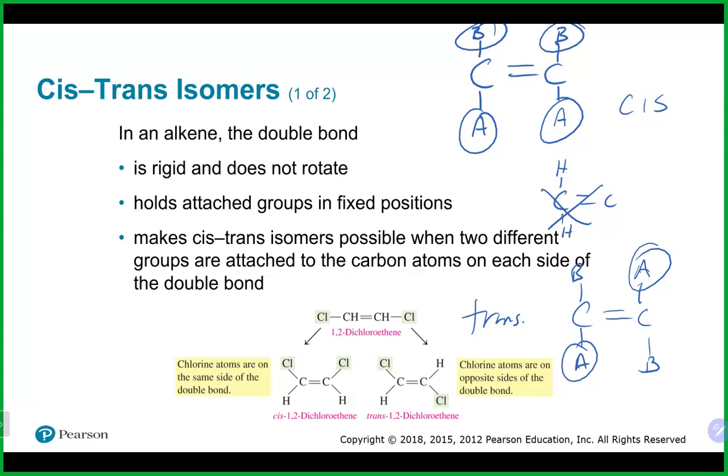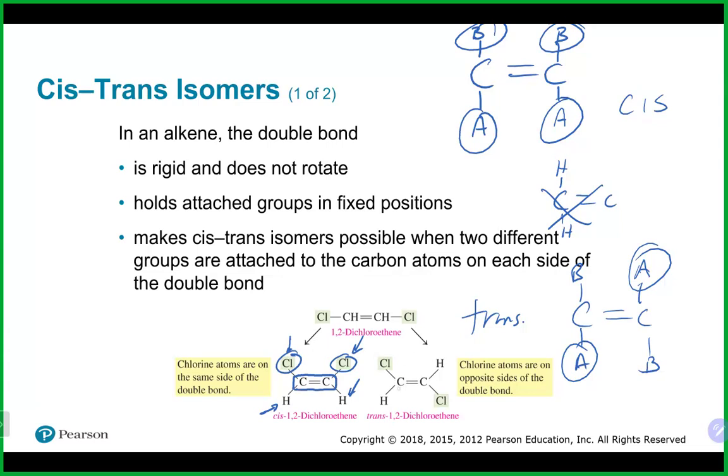Now, again, if you don't have a common group on either side, you cannot have a cis or trans. So here, if we look at this one, you want to focus on the double bond. Here I see a chlorine and a hydrogen. Those are different groups. Here I see a chlorine and a hydrogen. Those are different groups. And now on opposite carbons, I see chlorines that are the same, and they're on the same side. So that would be our cis isomer.